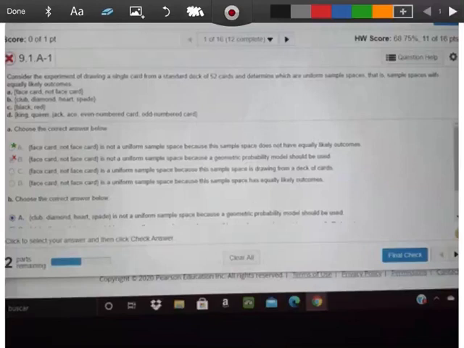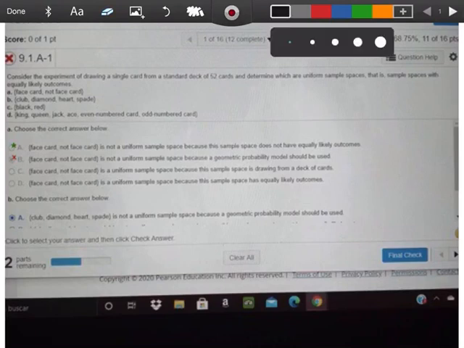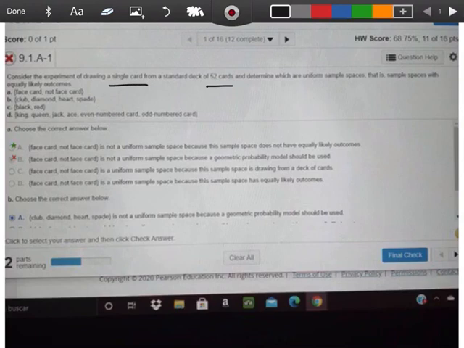All right, so this is a problem out of chapter 9. It's 9.1, A1, looks like it's problem number 1. And it says, consider the experiment of drawing a single card. So we're going to draw a single card from a standard deck of 52 cards and determine which are uniform sample spaces. That is, sample spaces with equally likely outcomes.